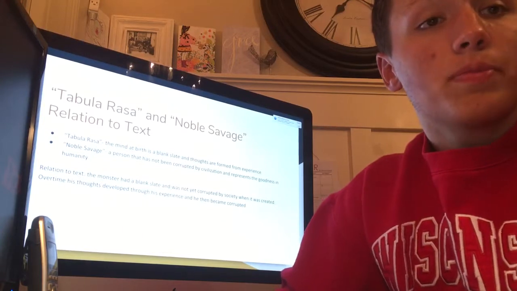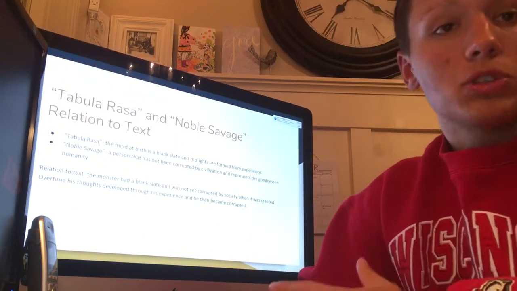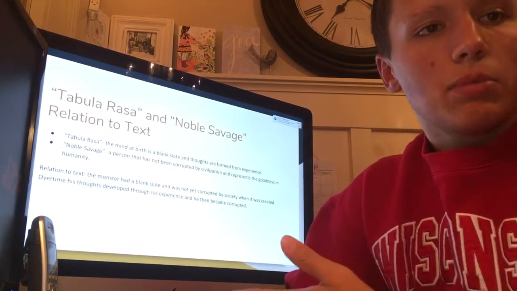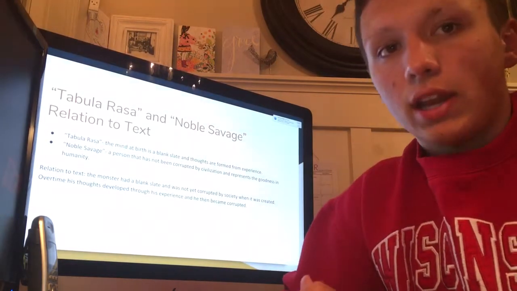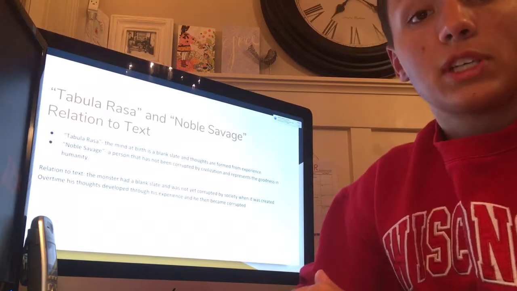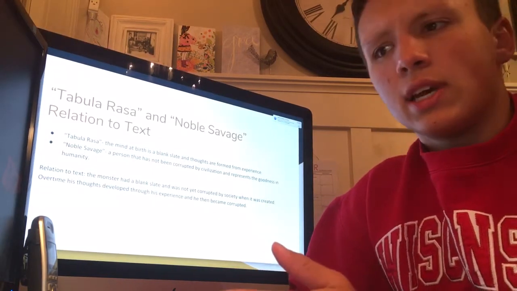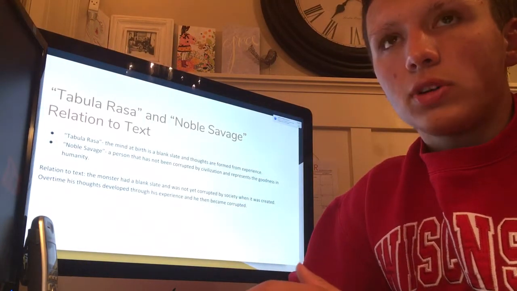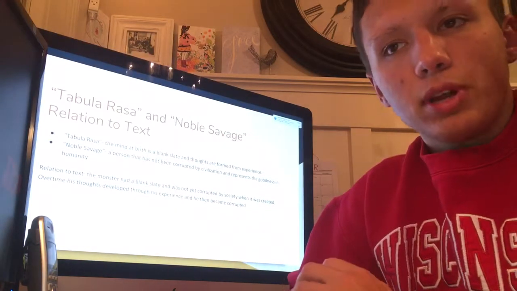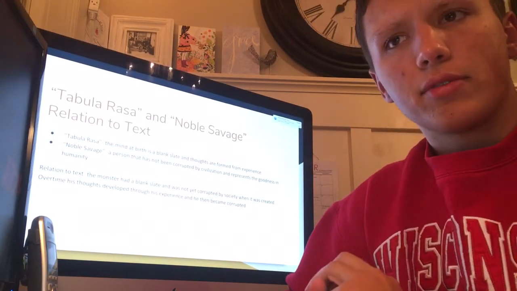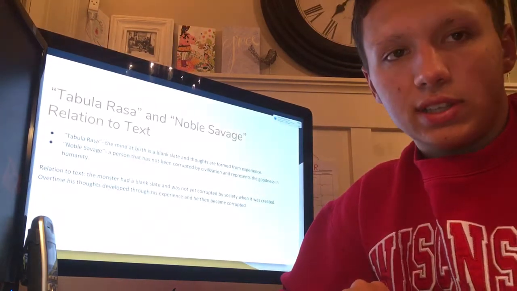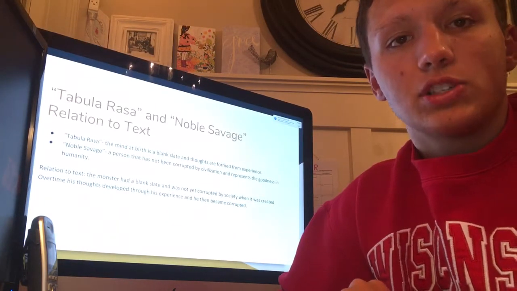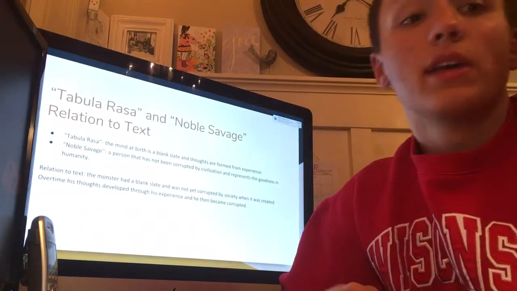Okay, so the tabula rasa and the noble savage and how they relate to the text. The tabula rasa is Locke's idea that the mind at birth is a blank slate and thoughts are formed from experience. So this means that when you are born, you don't just know everything. You have to experience things to know how to act and recognize different situations. And the noble savage is a person that has not been corrupted by civilization and represents the goodness in humanity.